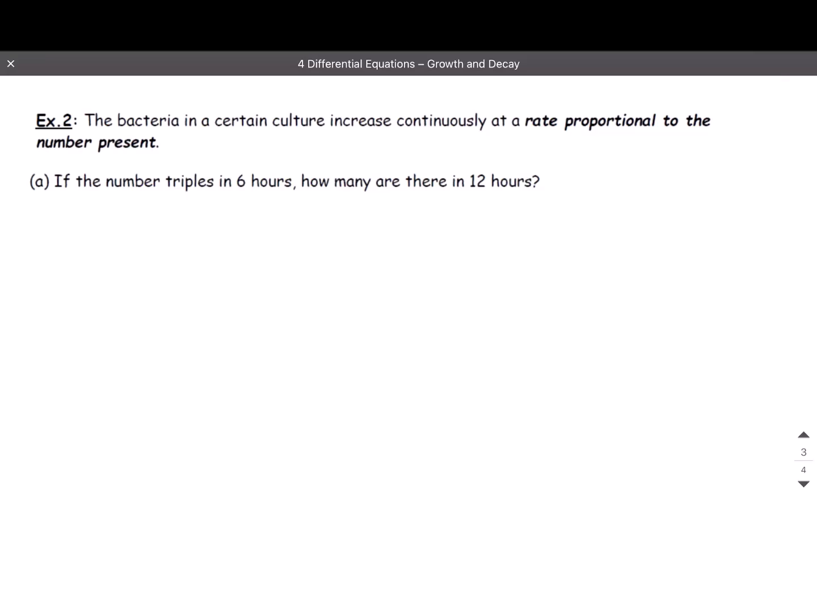So here's one where the bacteria in a certain culture increase continuously, just like compounding continuously, at a rate proportional. So let's use y for the number of bacteria. dy/dt is proportional to the number of bacteria present. So there we are, dy/dt equals ky, yay. Now, if the number triples in 6 hours, so that means y of 6 is 3 times the amount that it started with, okay? How many are there in 12 hours? So that means we're looking for y of 12.